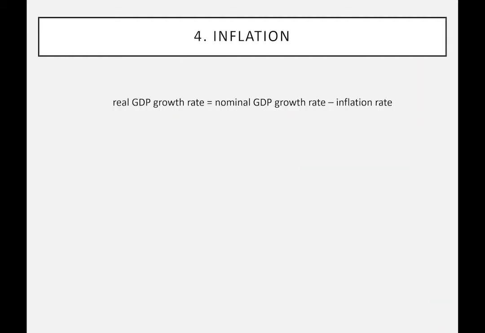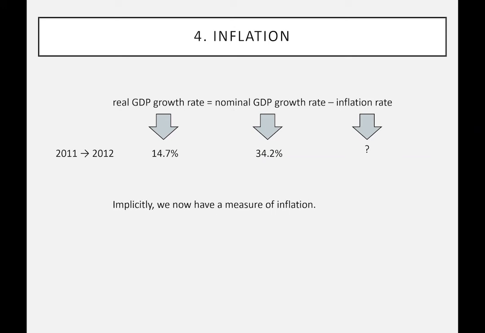That's my next point. We've got a measure of inflation, where inflation means a change in prices. And if you want, this is a very simple equation that you can consider. The real growth rate, we just did a moment ago, was 14.7%. The nominal growth rate was 34.2. That means that the inflation rate would be 19.5%. So the measure of inflation in this case is about 19.5%. In fact, this has a name. It's known as the GDP deflator. But later in the course, I'm going to look at another measure of price changes or inflation.